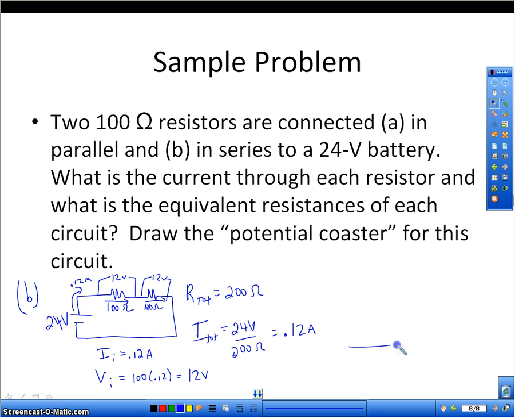So if I draw the roller coaster for this circuit, the electron's going to leave the battery again with 24 volts of potential that he needs to drop. He's going to drop half of it in the first resistor and half of it in the second resistor. And that's going to be my roller coaster for this particular circuit.